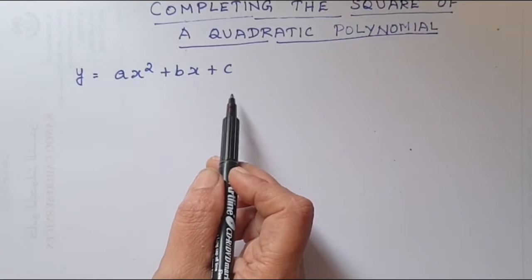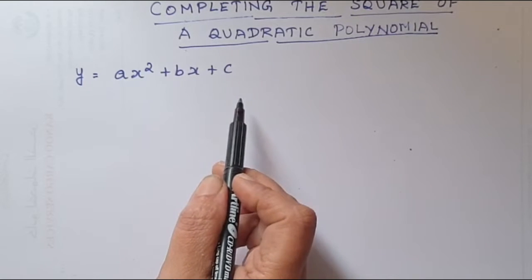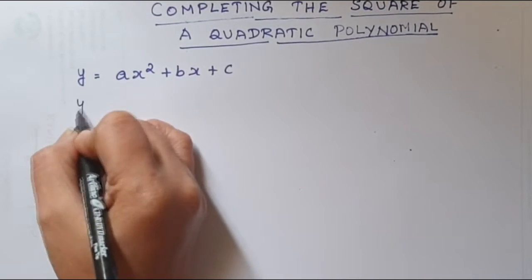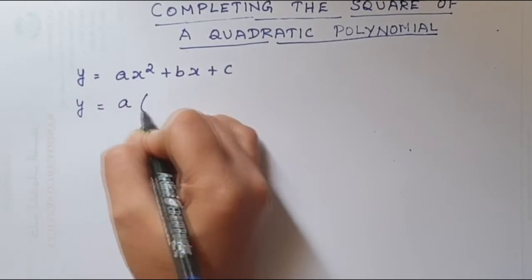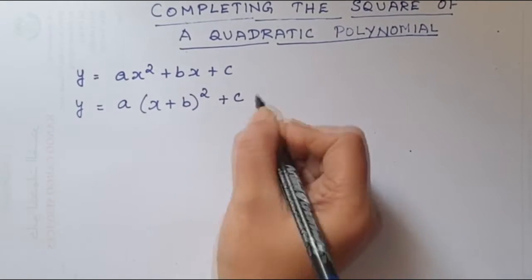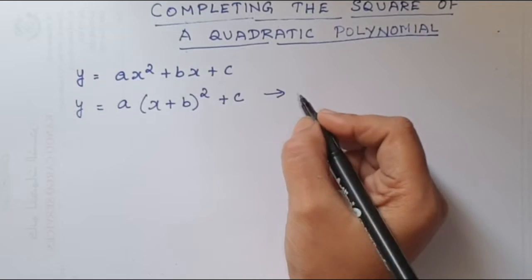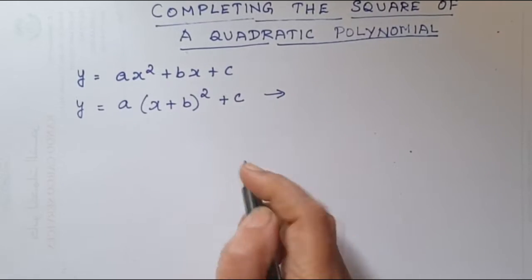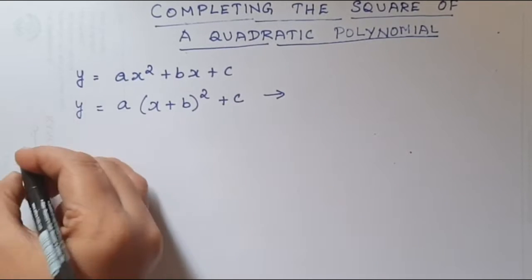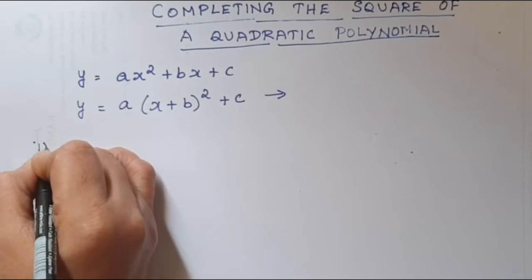Now we are going to complete this polynomial as a perfect square. How do we complete it? We are just going to write this in the form of a multiplied by (x plus b) the whole squared, plus c. This is the way we write it in the completing the square format. Now let us see how we will solve this by an example.